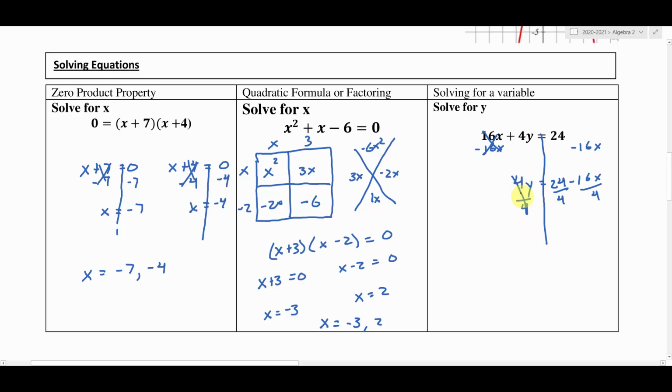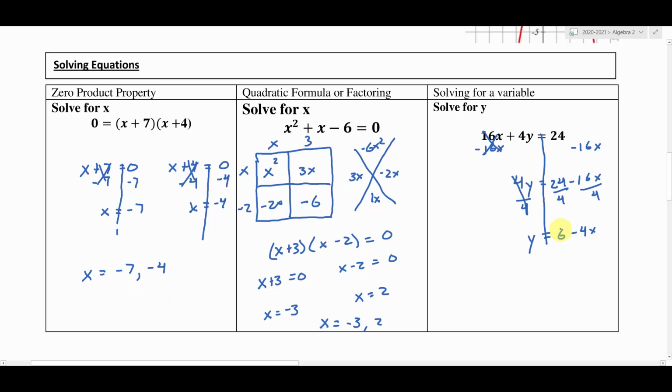4's cancel here and become a 1. So now all I have left is 1y. And then I go through and I divide. 24 divided by 4 is 6. And negative 16 divided by 4 is negative 4x. There's my final equation.